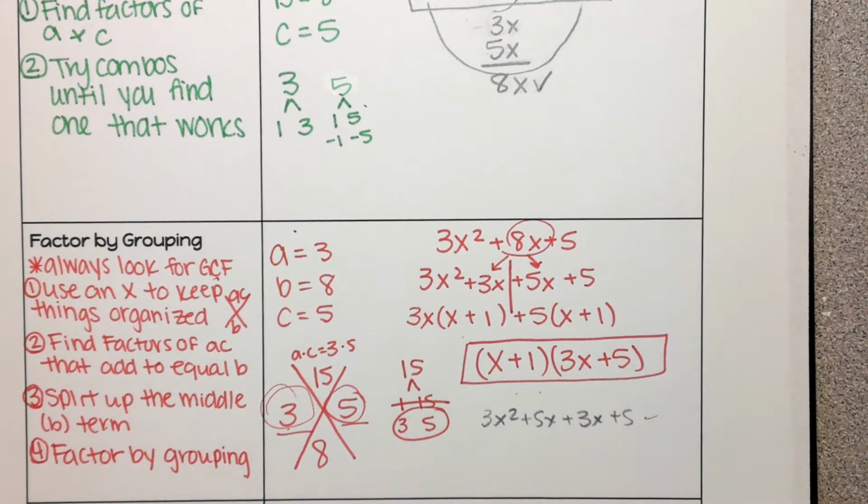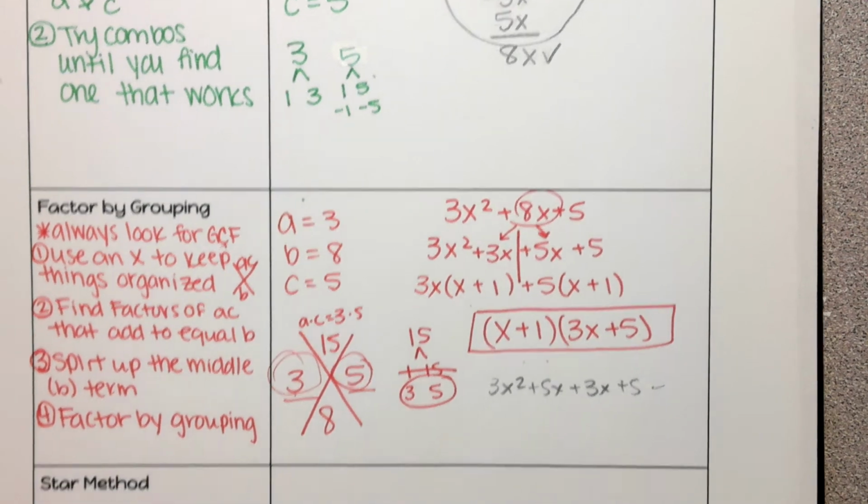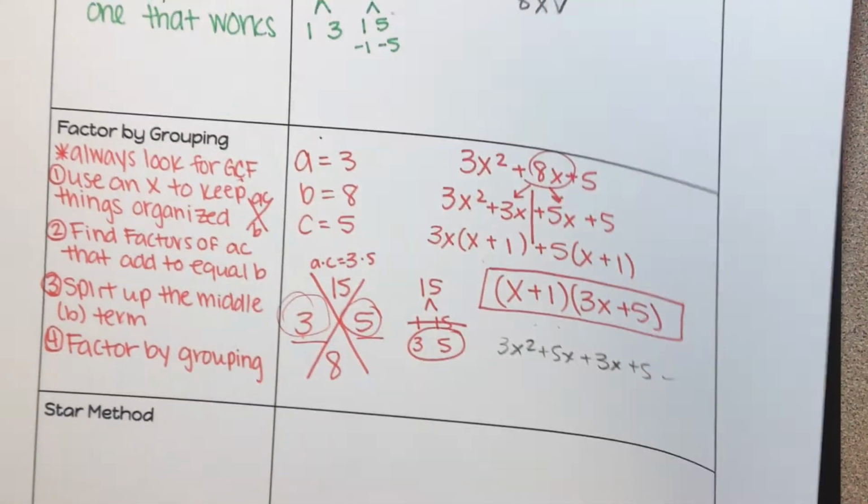Factor by grouping, I think, is the easiest method because, one, we've already learned how to factor by grouping, so you know how to do that part. And it's not too hard to fill in this little x. So I think factor by grouping is the easiest method. But if you have trouble with guess and check or factor by grouping and you want a method that you can follow the exact same steps every single time and get the right answers, this last method, the star method, might be for you.